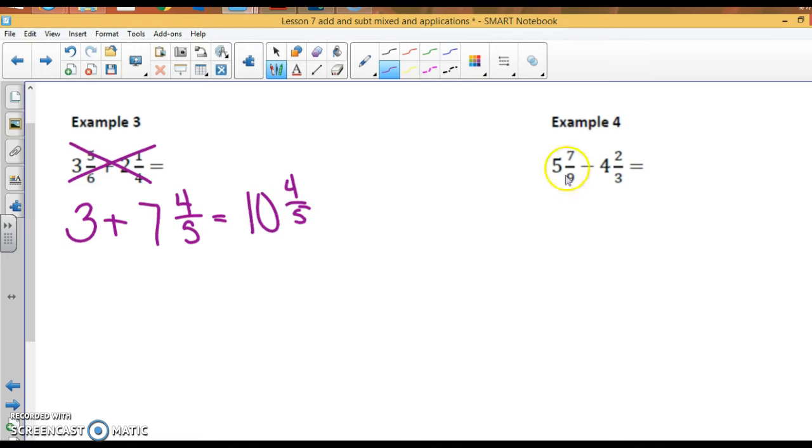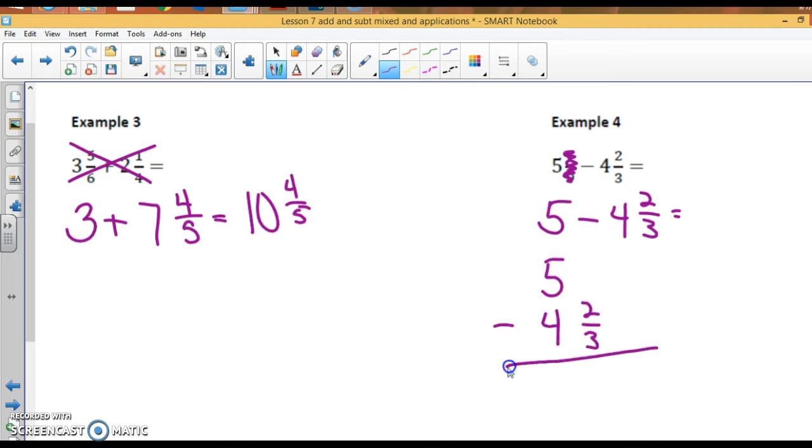Let's do this one. Get rid of this 7 ninths. Make it 5 minus 4 and 2 thirds. So, let's stack this. Now, can you do nothing minus 2 thirds? No, you cannot. So we need to borrow from this 5. We're going to make the 5 a 4, and the one that I borrow, I'm going to write as 3 thirds. Why did I choose 3 thirds? Because I already have a 3 in the denominator. So, 3 thirds minus 2 thirds is 1 third. 4 minus 4 is 0, so it's just 1 third.